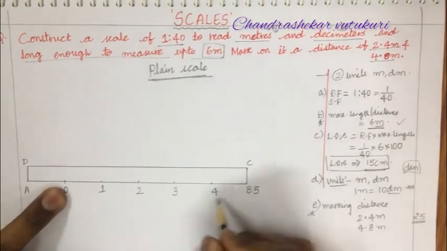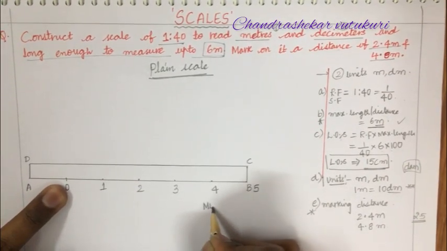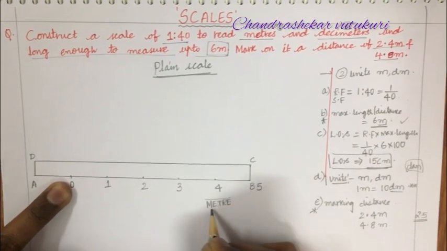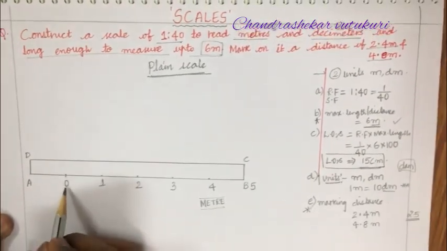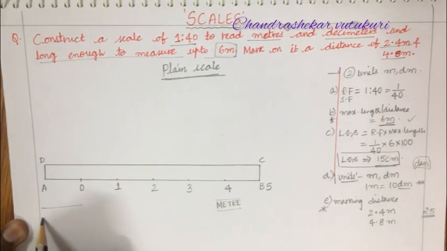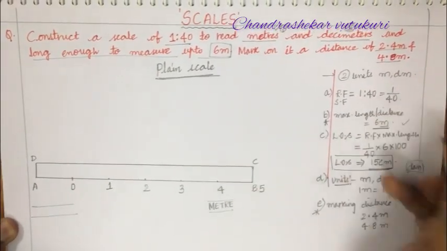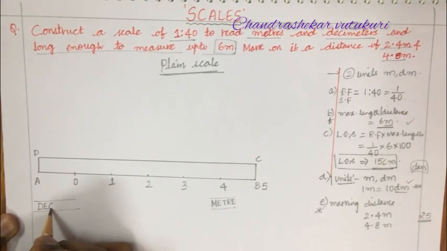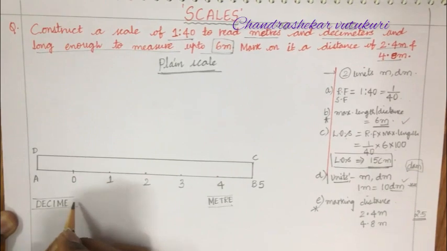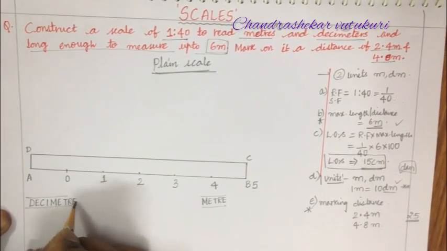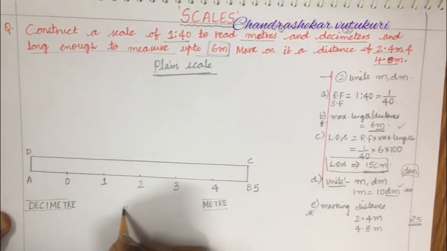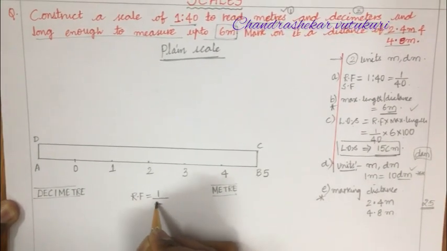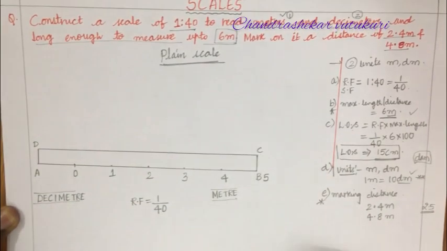So, from 0 to 5 is nothing but a meter scale, dear students. You are supposed to write the unit here very neatly in uppercase letters, and to the left of 0 to A is nothing but the subdivision, that is the decimeter. So, you are supposed to work out even the decimeter here. And also write the RF of the scale, exactly at the center of the scale. So, the RF of the scale is given as 1 upon 40 or 1:40.